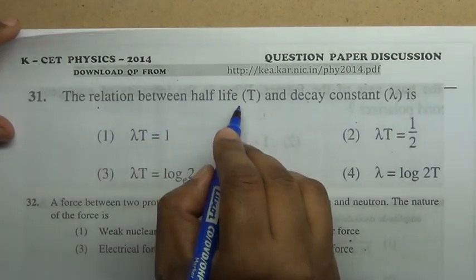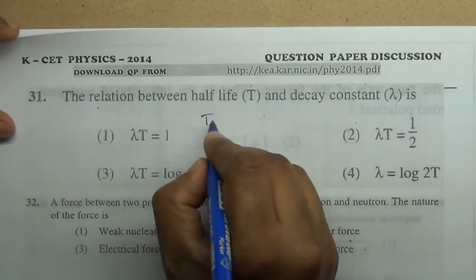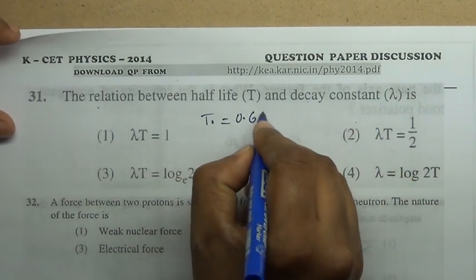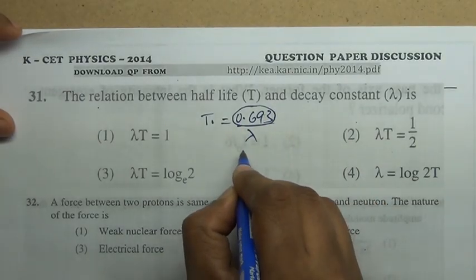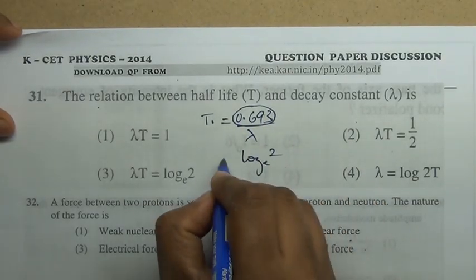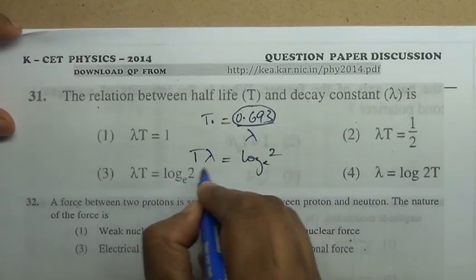The relation between half-life and decay constant. Half-life is given by 0.693 by lambda. This 0.693 is nothing but log of 2 to base e. This is T half equal to 0.693 by lambda.